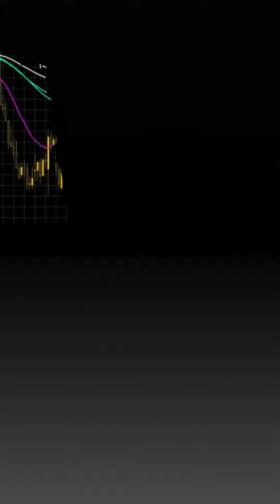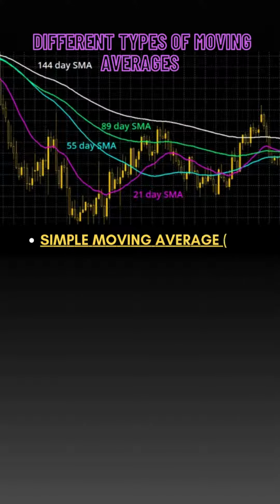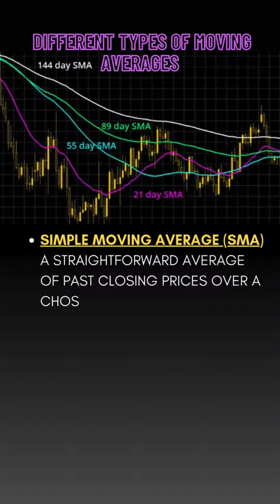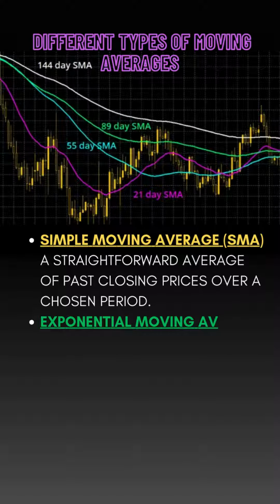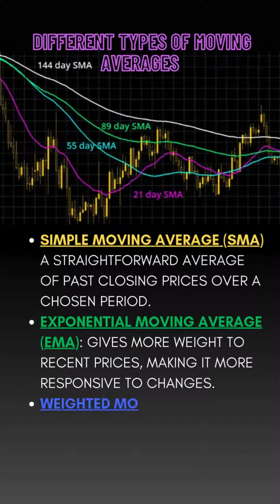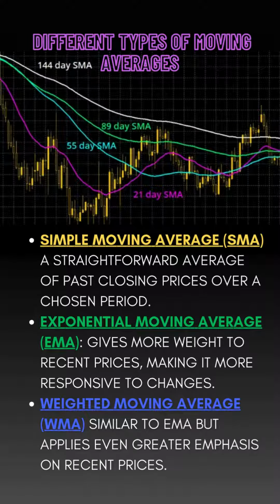There are several types of moving averages to suit different trading styles. Simple moving average, SMA, a straightforward average of past closing prices over a chosen period. Exponential moving average, EMA, gives more weight to recent prices, making it more responsive to changes. Weighted moving average, WMA, similar to EMA, but applies even greater emphasis on recent prices.